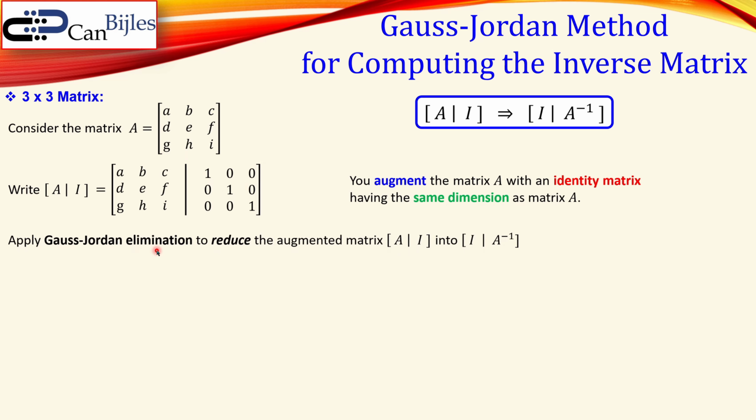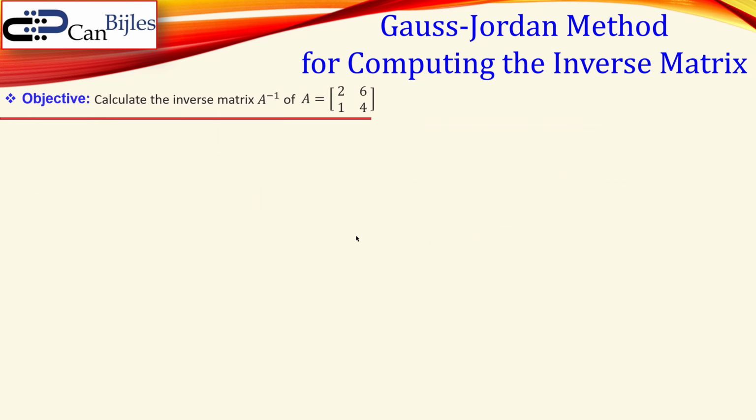Then we apply Gauss-Jordan elimination to reduce the augmented matrix from this form into this form. So the goal is to create here at the left side an identity matrix, exactly identity, and then you can look at the right side and you can find your inverse matrix. Let's see that in action, but we start first with a 2 by 2 matrix to illustrate the concept in an easy way. So again, we use this procedure.